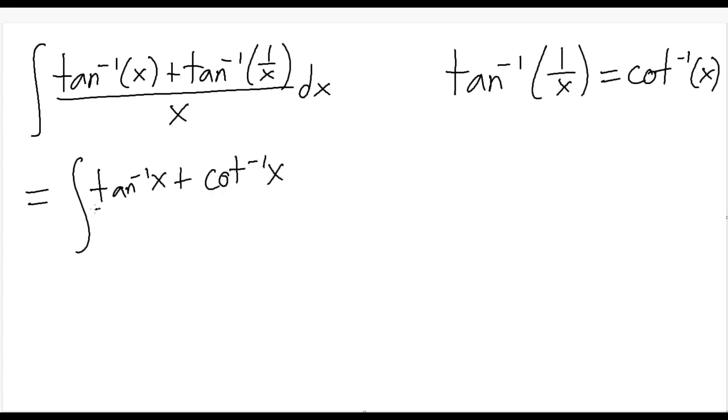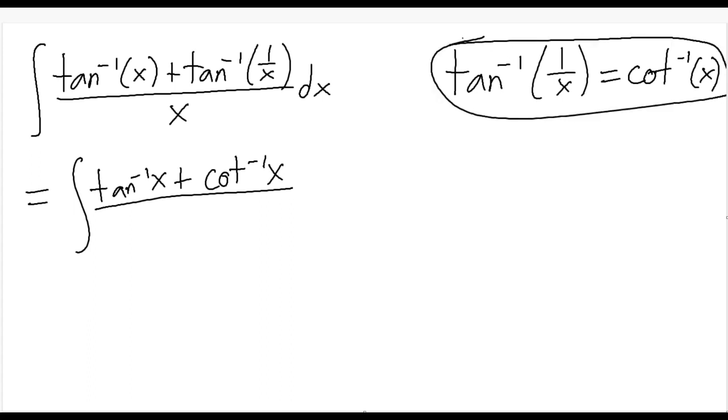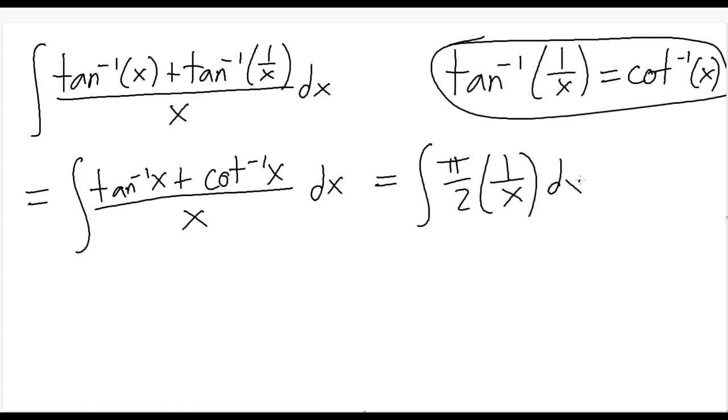I just want to throw this at you because this is something you also need to be aware of. And so now this is just pi over 2 times the integral of 1 over x dx. And so this is just pi over 2 ln of x plus c.